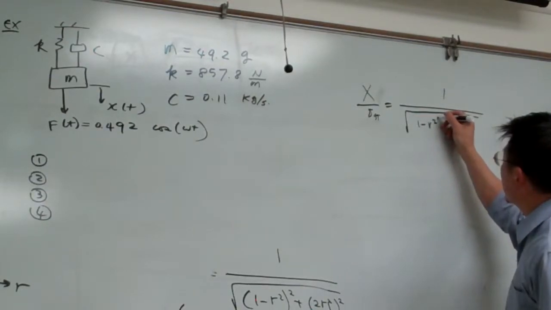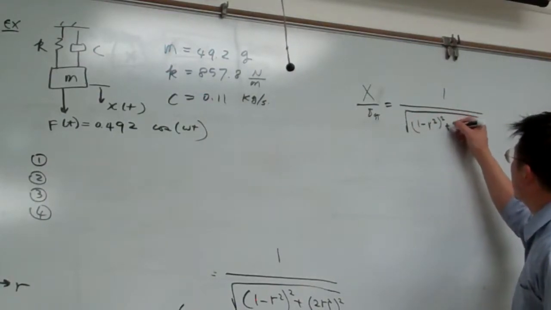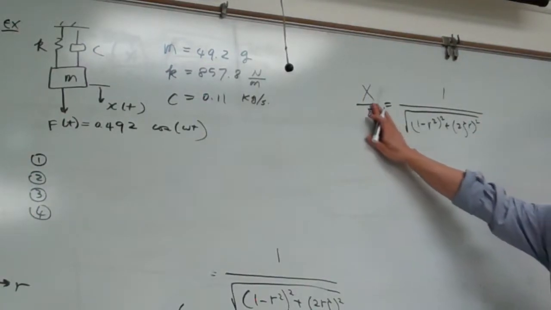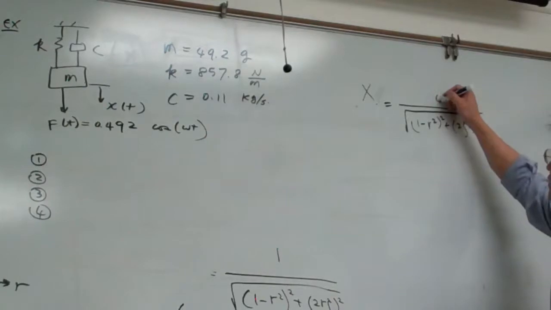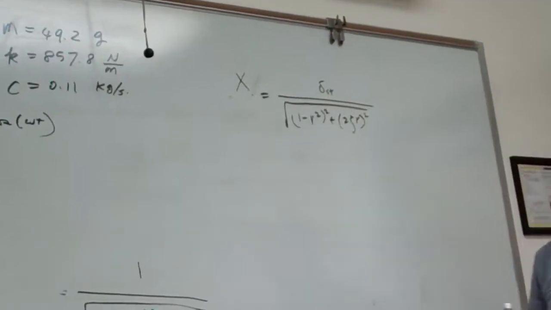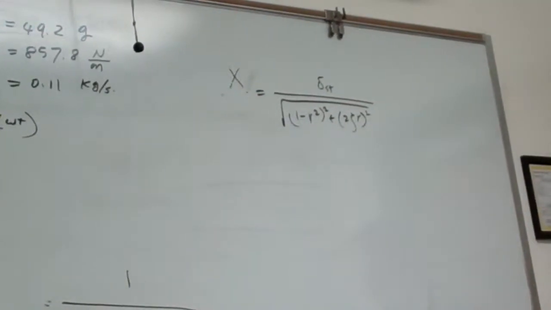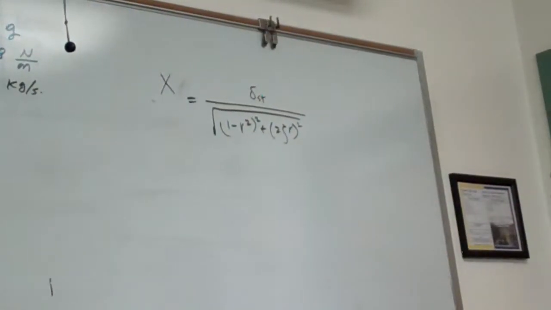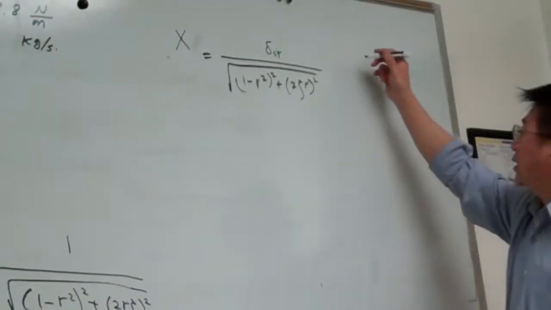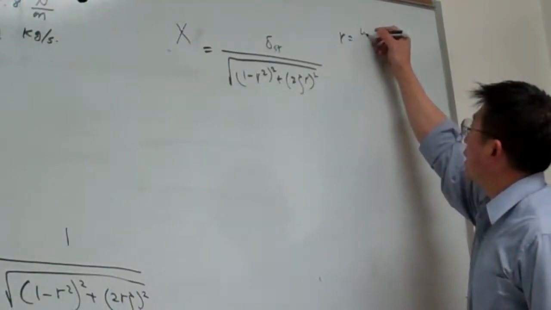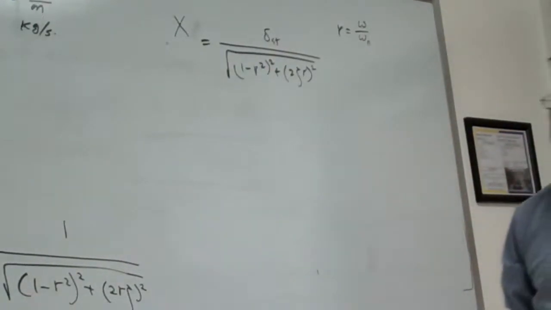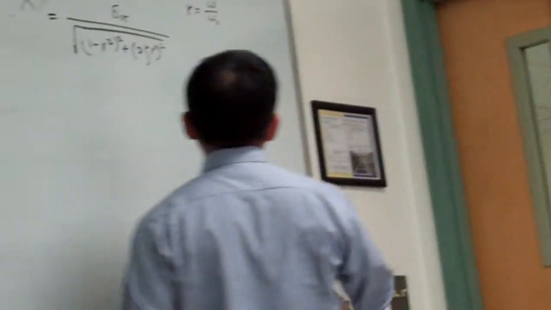1 minus r squared, plus 2 zeta r squared. Okay, we have this formula. So basically the magnitude is simply delta st multiplied by the magnification factor. From here we see how much information we need. We know r equals omega divided by omega n. So we can deal with the case when omega equals 132.